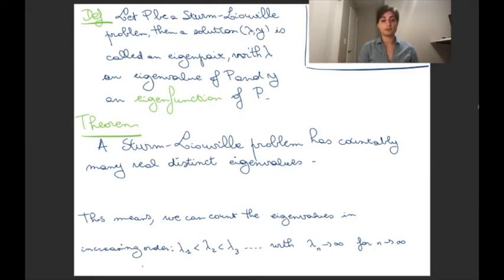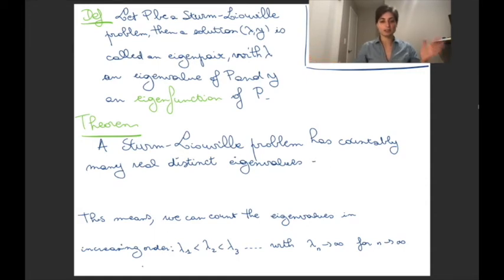We have a theorem that if your ODE is in the form of Sturm Liouville, so if you're looking at a Sturm Liouville problem, you have countably many real distinct eigenvalues. What does that mean? Countably means that you can count them. So they are in one-to-one correspondence with the natural numbers. You can order them as lambda 1, lambda 2, lambda 3. They're real, so you don't have to look at complex values, and they're distinct. So each one is different.